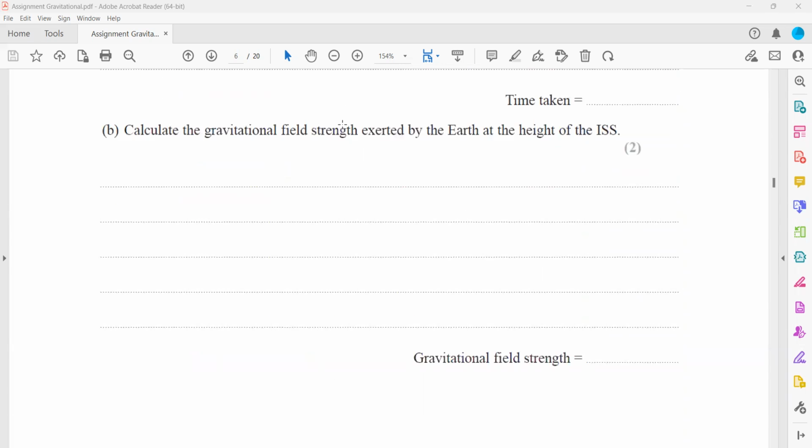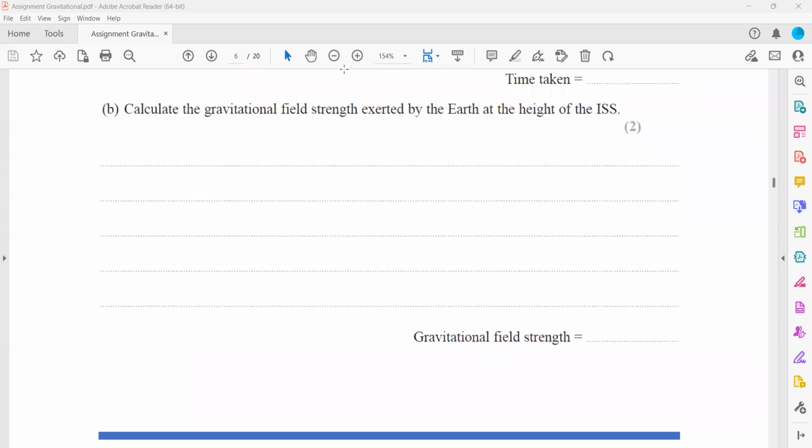The next one, calculate the gravitational field strength by the Earth at the height of the International Space Station. So how can we work it out? Basically, the Earth is pulling the object and the object is also pulling the Earth, and that is equal to its weight. So we can say weight is equal to gravitational force here. So W is equal to gravitational force.